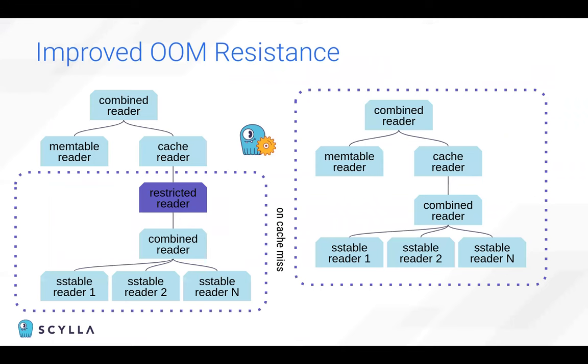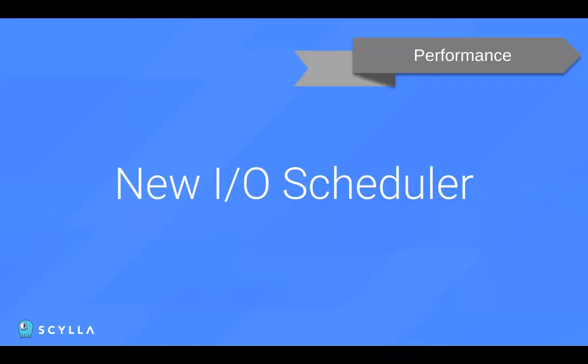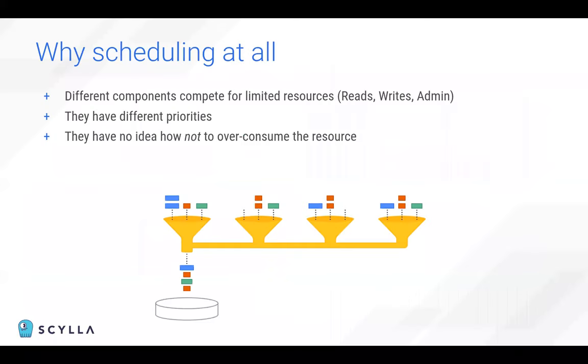And we have more features around out-of-memory resistance and exception handling and many other features that help resilience, but in the essence of time, I want to move forward to performance-related features in 5.0. And the first one is a new I/O scheduler.